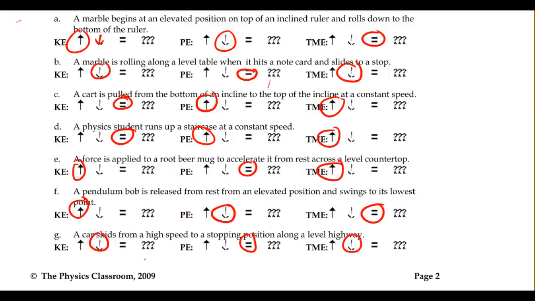Okay, so in D, it's a constant speed, so the kinetic energy stayed level. It was going up a staircase, so the height increased, potential energy went up. That means the total energy of our person increased.